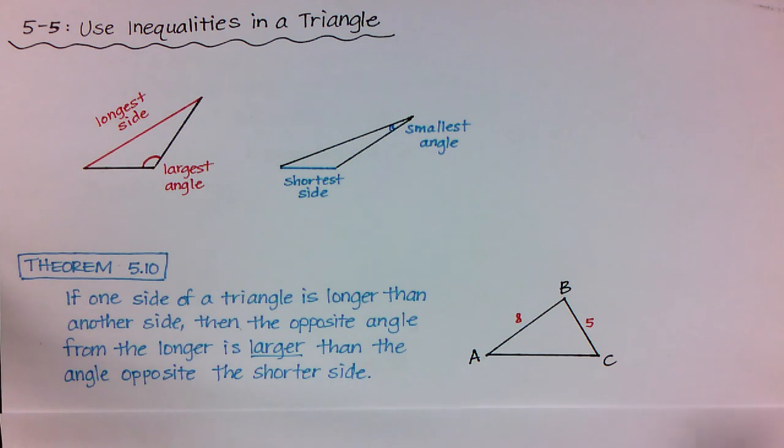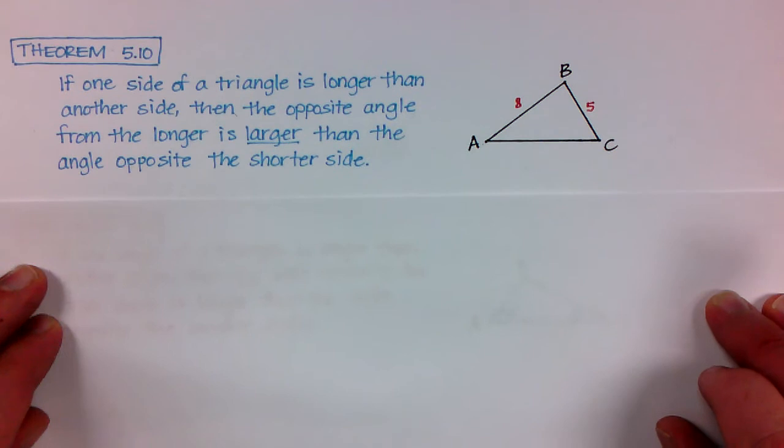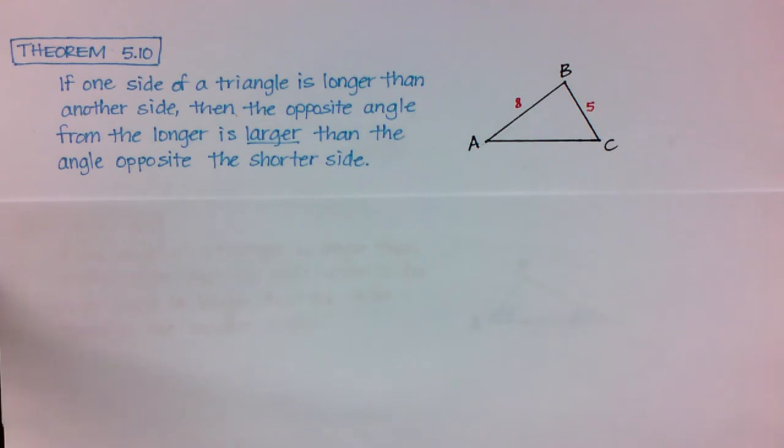Theorem 5.10 says, let me just move this up. If one side of a triangle is longer than another side, then the opposite angle from the longer side is larger than the angle opposite the shorter side.